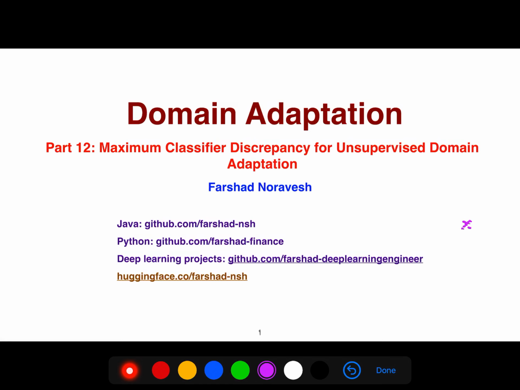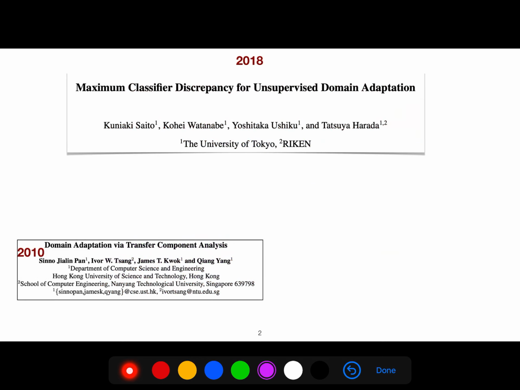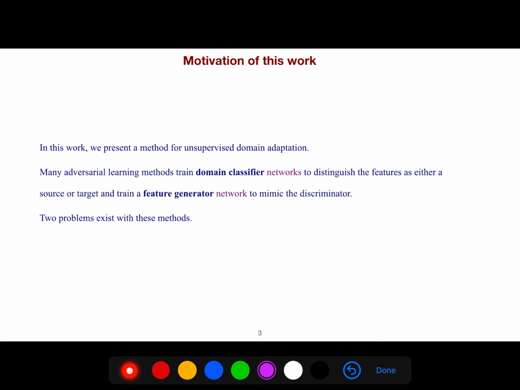Alright, so in this video I'm going to be explaining another approach for domain adaptation. This time it is in the setting of unsupervised learning, and the measure that we need for this domain adaptation is maximum. We should maximize the classifier discrepancy. This is a paper from 2018. In this work, we present a method for unsupervised domain adaptation.